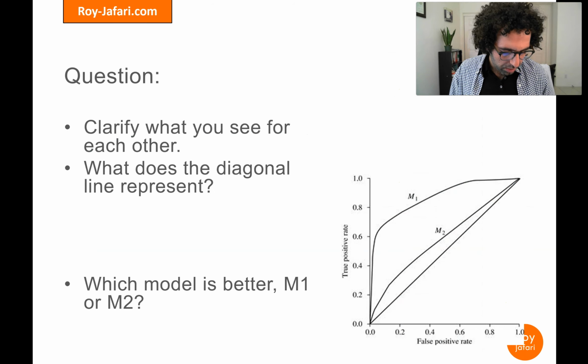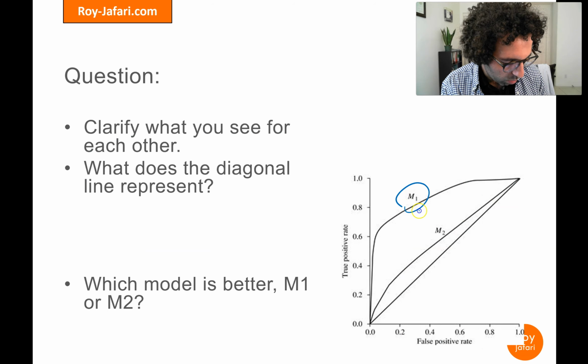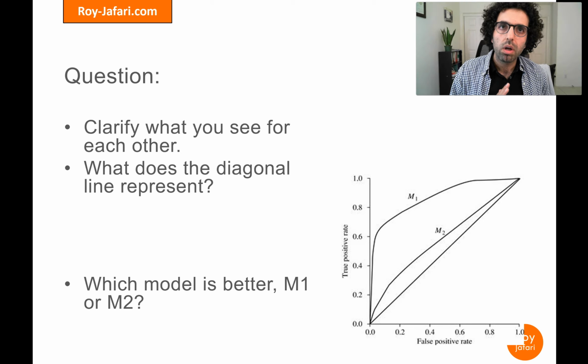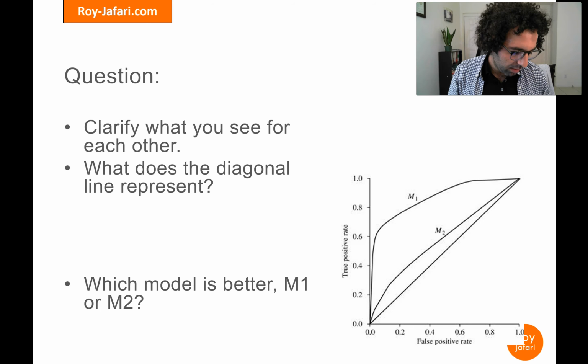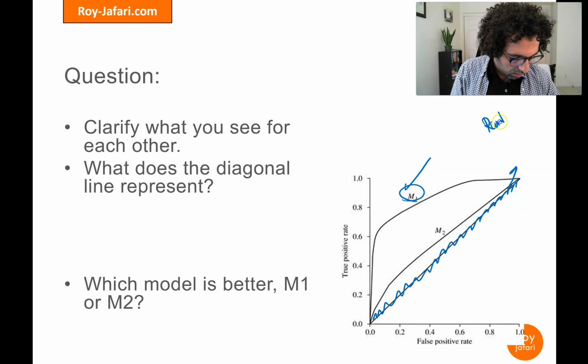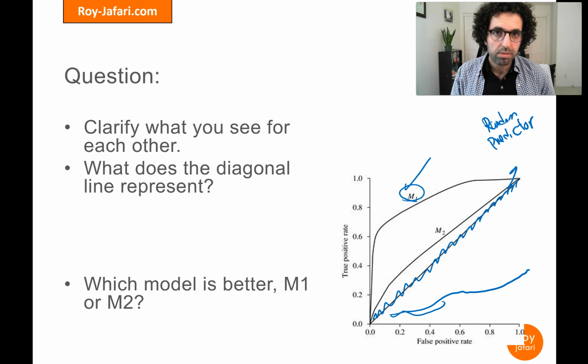So how do we know which model is better? For example, if we want to compare model 1 and model 2 on these ROC curves, model 1 is doing better. Basically, the more upward towards the left you are, the better the model. So M1 is better. This line represents a random predictor. If you have anything below this line, your classification model is doing worse than random.